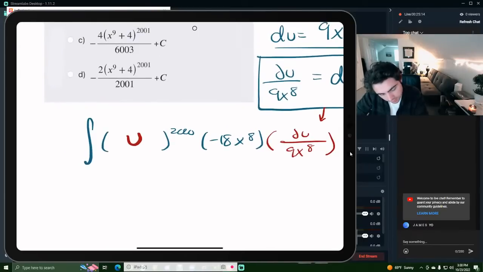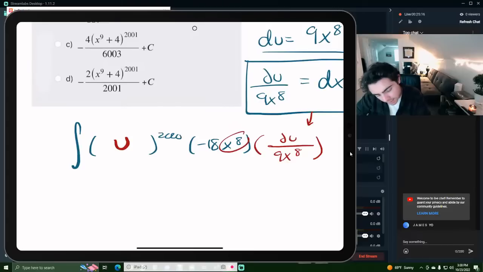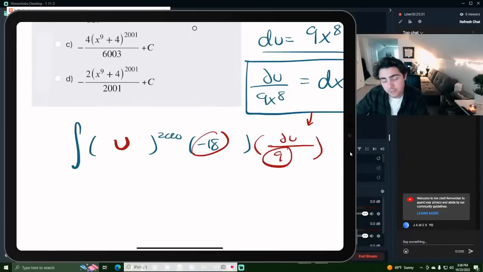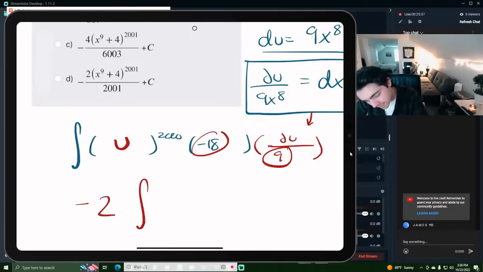Now, if you've done this properly, the x to the 8ths should cancel. All the x terms should cancel, so those are out of here. And then you should be able to gather these coefficients or constants. What we basically have is negative 18 divided by 9, because the 9 is in a denominator. So negative 18 divided by 9 is negative 2. I'm going to bring that to the outside of the integral, and then what's left inside the integral is u to the 2000 du.